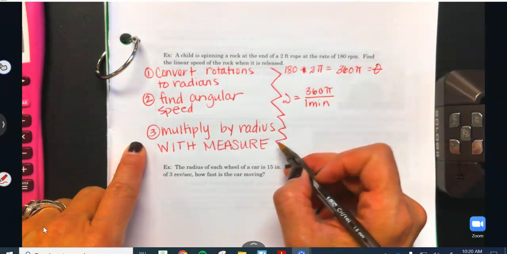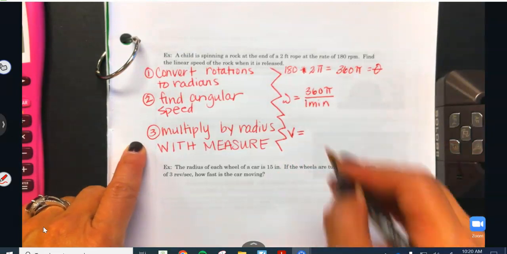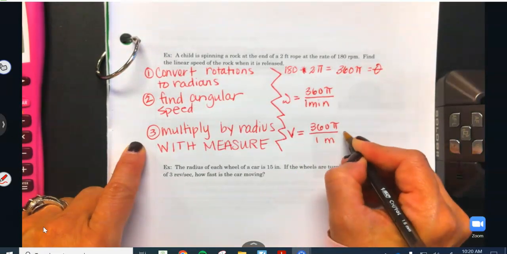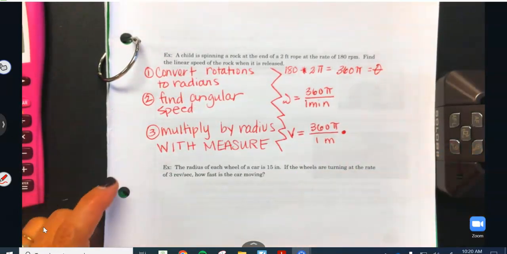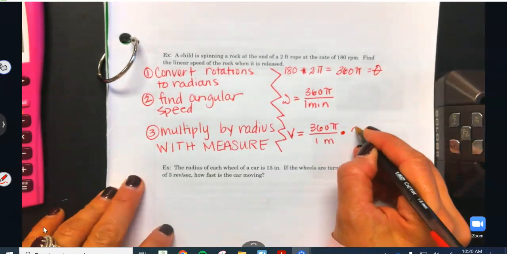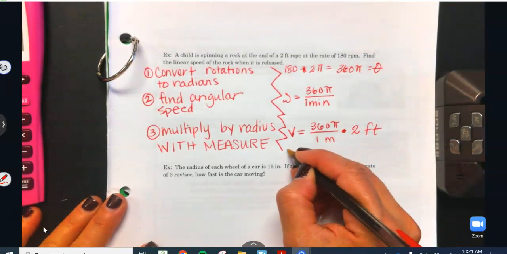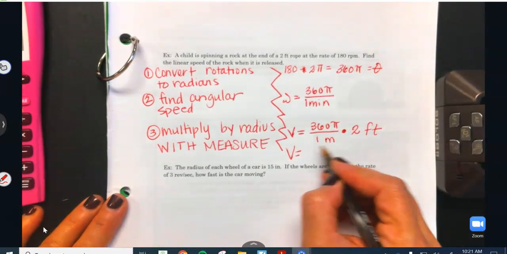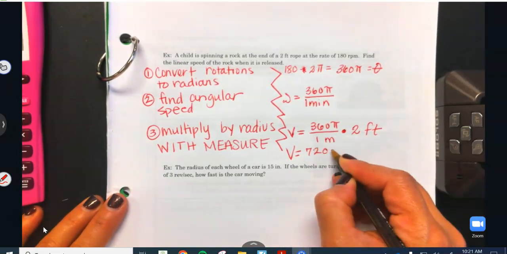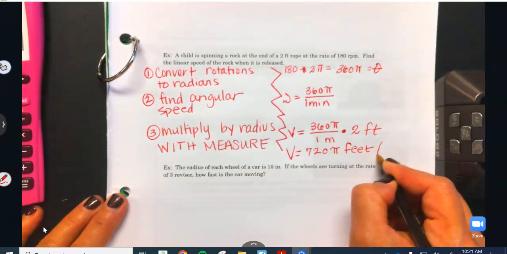Step 3, multiply it by the radius. So linear velocity is going to be 360 pi over 1 minute times the radius. What is the radius? 2. And we need to write the word feet. So how fast is that rock traveling? It's traveling 2 times 360. It's traveling 720 pi feet per minute.